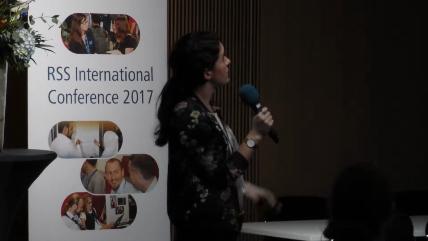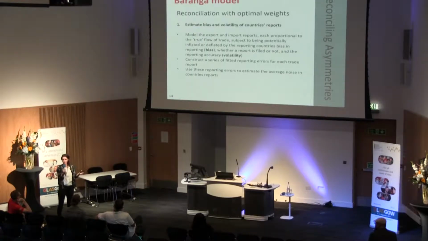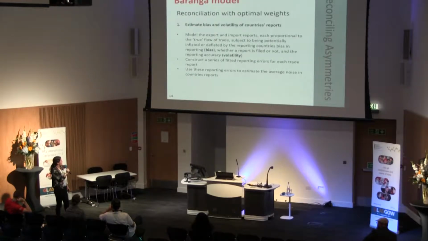Step 1, estimate bias and volatility of countries' reports. First, we model the export and import reports, each proportional to the true or underlying flow of trade, subject to being potentially inflated or deflated by the reporting country's bias in reporting, so whether a country tends to exaggerate their exports and imports to make them look like a more robust trading country, or whether they tend to underreport, whether the report is filed or not, which is a big one. So that's a binary term, and the reporting accuracy or volatility.